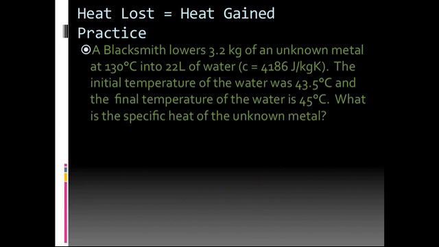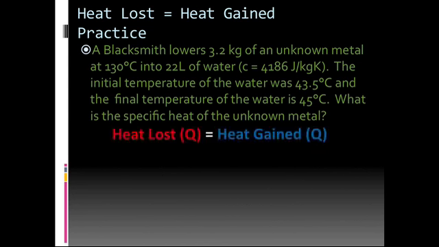A blacksmith lowers 3.2 kilograms of an unknown metal at 130 degrees Celsius into 22 liters of water. And since we're in kilograms, we're going to use 4,186 joules. The initial temperature of the water was 43.5 degrees and the final temperature is 45. What is the specific heat of the unknown metal? So the idea is that heat loss is going to be heat gain. We can't lose the heat altogether. It's going to stay in the system.